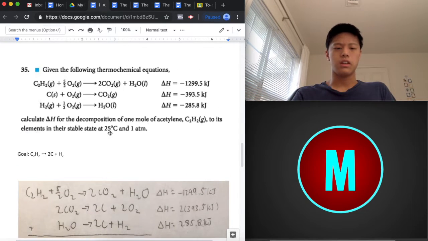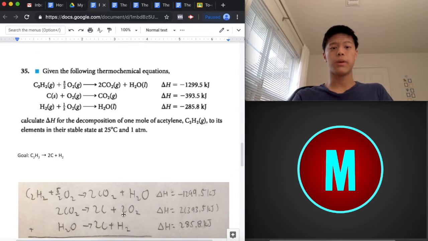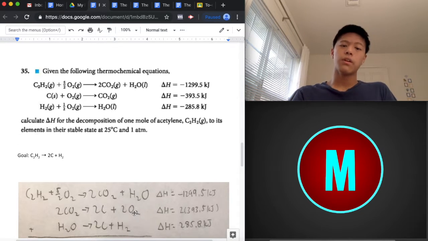So as you can see here, with these two equations here, you know that you have 2 moles of carbon dioxide here, so you would multiply this entire equation by 2 to cancel out the carbon dioxides, which would give you 2C and 2O2. And you would also have to multiply the delta H value that you had here by 2. And notice that the sign changed here because we flipped the equation.